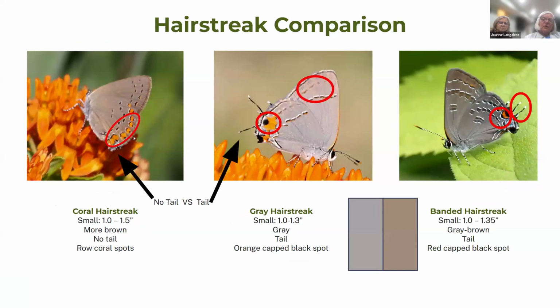Coral hairstreak is only going to be found basically in the prairies. I have not seen them at Fontenelle or Lawrenson, but I have at 9 Mile Prairie in Lincoln. It is one of the few that does not have a tail. You'll see that the gray hairstreak has a tail, the banded has a tail. But what really sets it apart, it's brownish and it has this nice orange band.